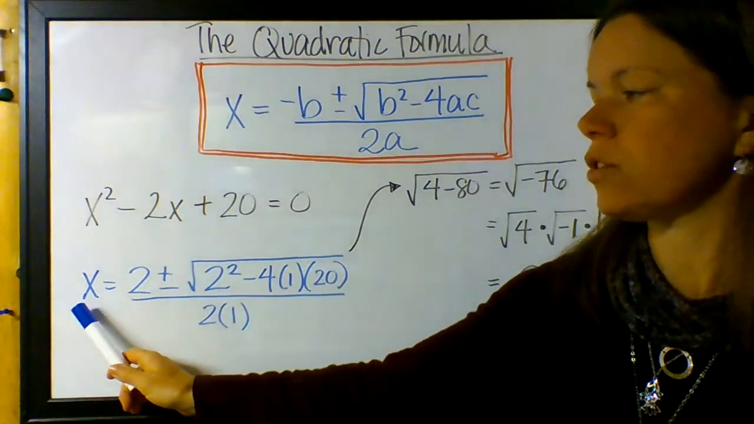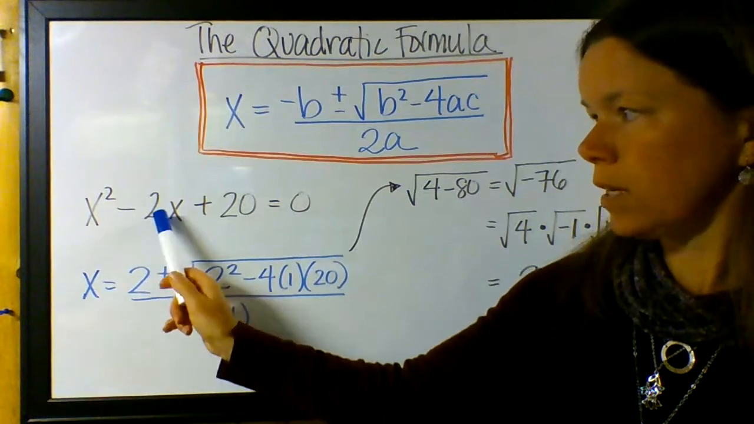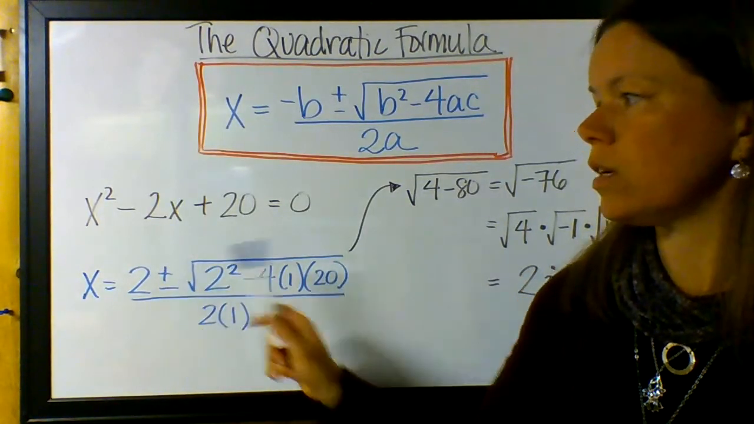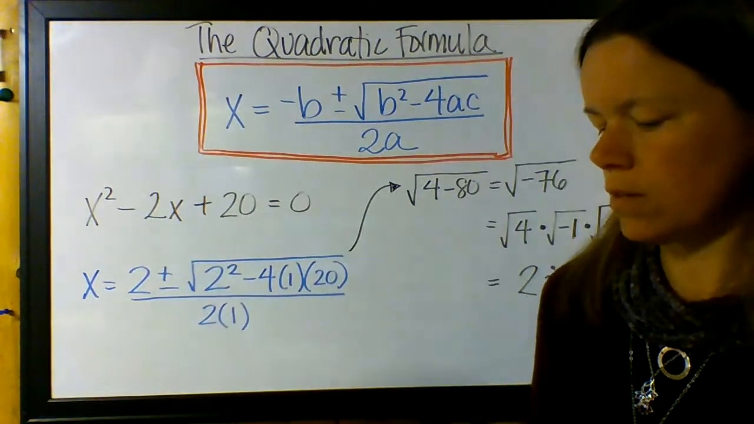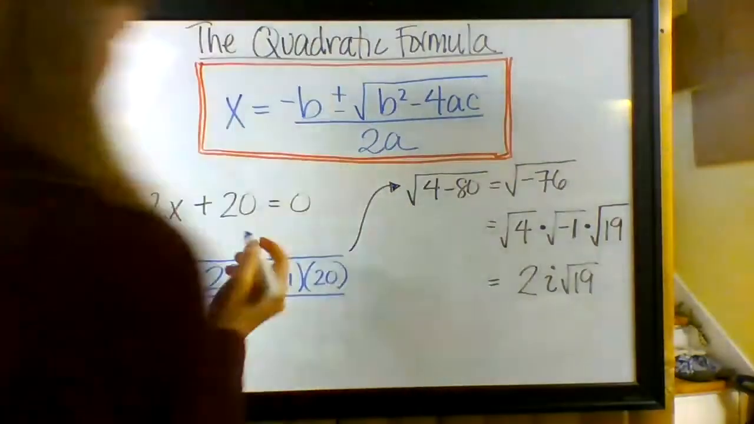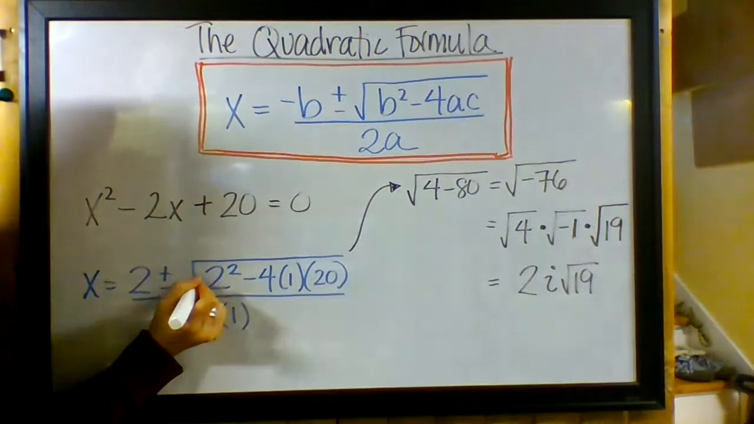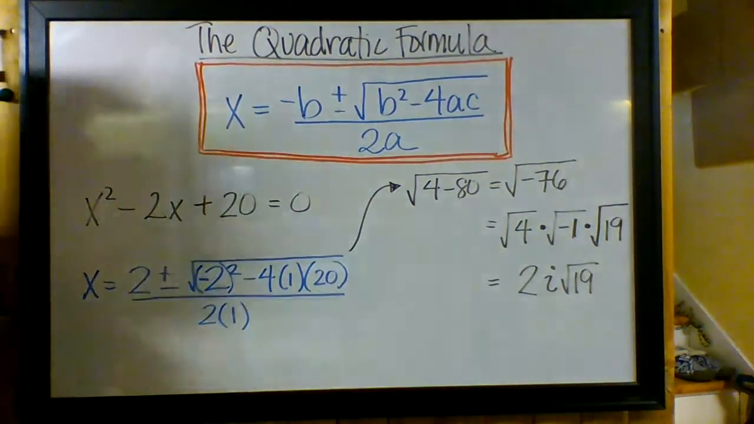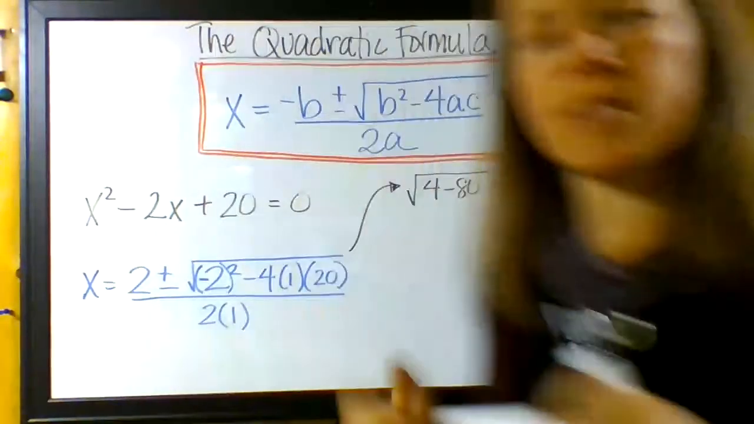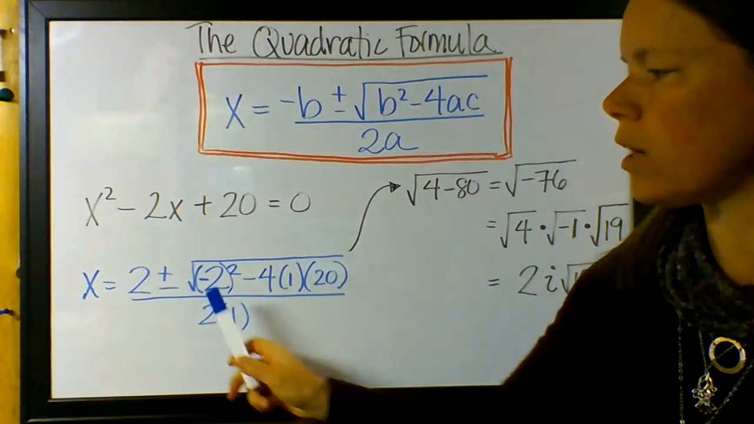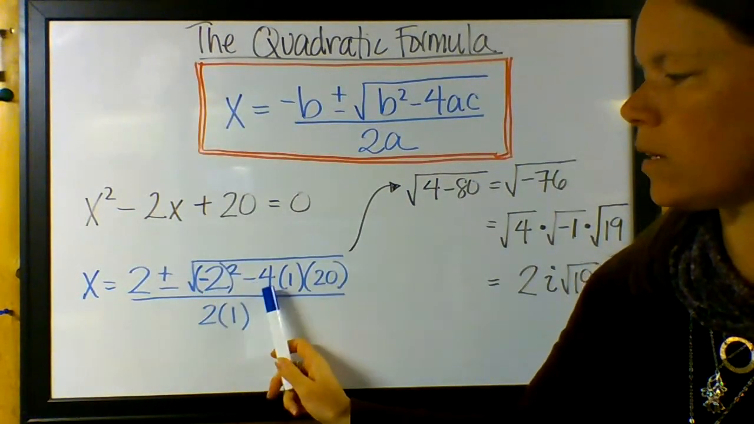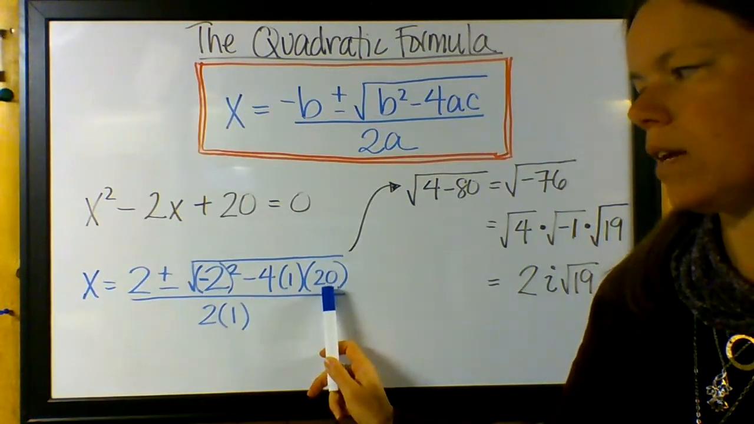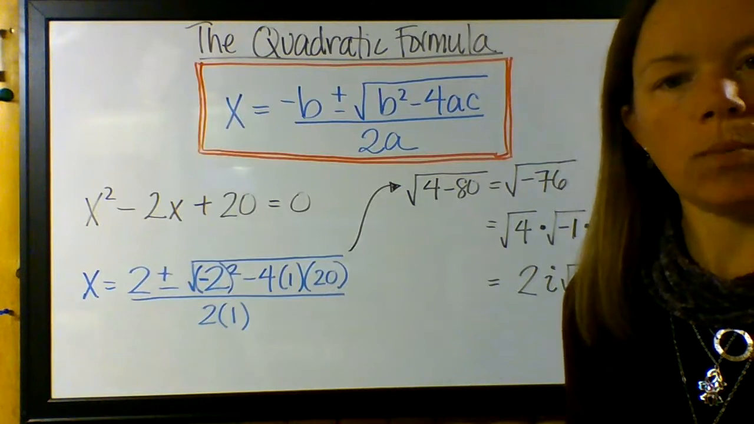I plugged this into x equals, and I put in negative b, so 2, plus or minus the square root of b squared, which is negative 2 squared. My goodness, I didn't even do this right. So let's see. That would be negative 2 squared in parentheses. Catching my mistakes as I touch and say my work. So negative 2 squared minus 4 times a, which is 1, times 20, which is c, all over 2 times a. Okay, so I plugged it in.